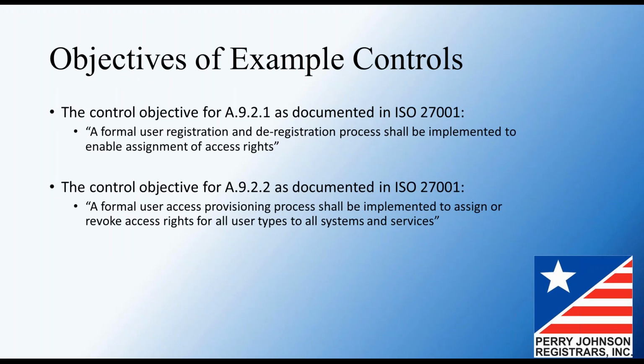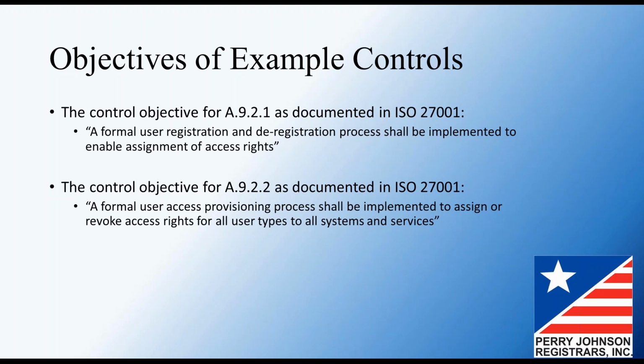All right, so we're going to look at a couple other example controls here. I just pulled a few from access control. So again, we'll look at the control objectives. For 9.2.1, the objective is documented as a formal user registration and deregistration process shall be implemented to enable assignment of access rights. And for 9.2.2, a formal user access provisioning process shall be implemented to assign or revoke access rights for all user types to all systems and services.